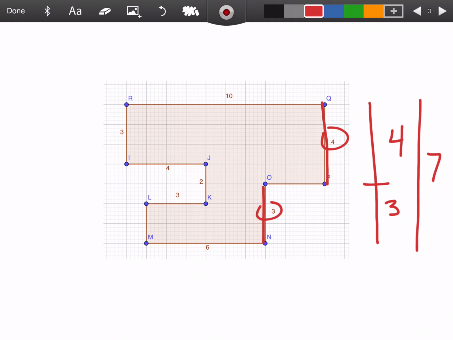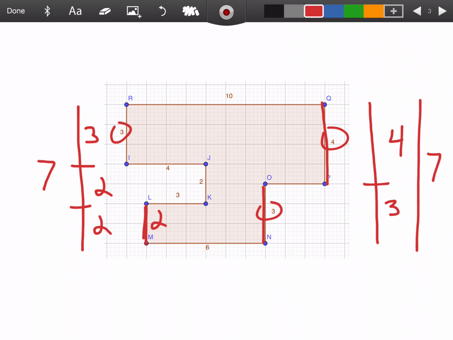If we come over to this side, again, we know the entire shape is 7 units. Well, we can see that the top portion is 3. We have our middle portion, which is 2, and we have our unknown portion. So 3 plus 2, that's 5. If we take 5 away from the 7, that leaves us with 2 units. So we know that LM is 2 units.